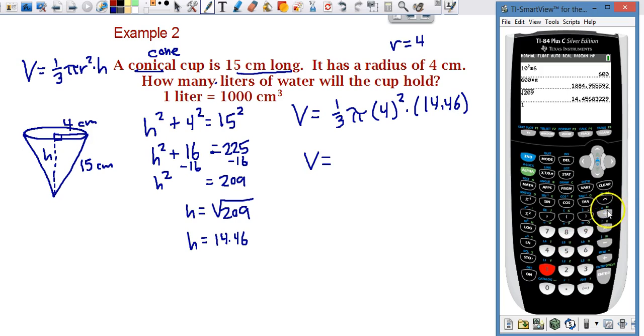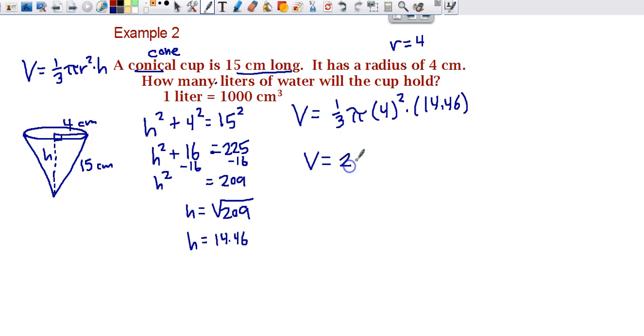So 1/3 pi times 4 squared times 14.46. It gives you about 242.28. And that's going to be cubic centimeters.